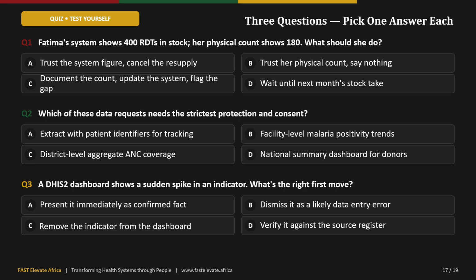Question 2. Which of these data requests needs the strictest protection and consent? A. Extracts with patient identifiers for tracking. B. Facility level malaria positivity trends. C. District level aggregate ANC coverage. D. National summary dashboards for donors.